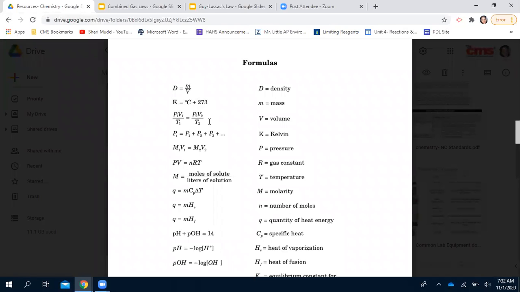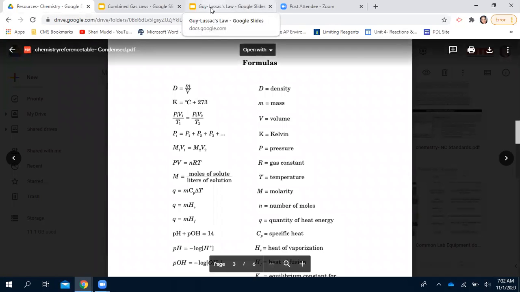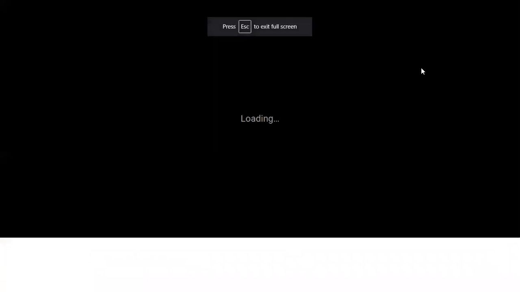And when we meet in class, I will show you how you can use this formula to actually generate Boyle's law, Charles' law, and Gay-Lussac's law. So back to our presentation.